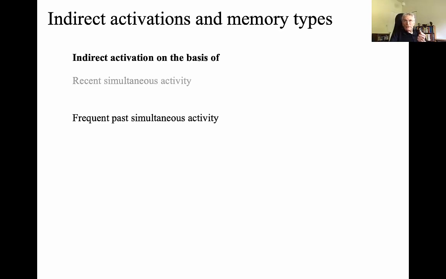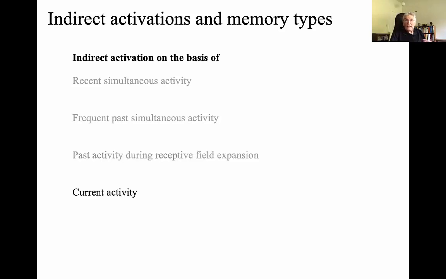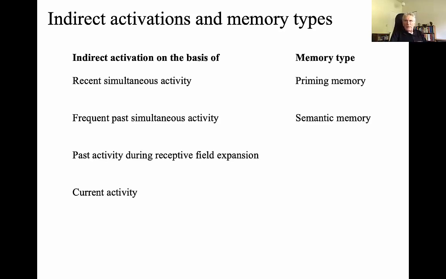However, if a group of neurons is often active at the same time, an indirect activation on that basis is much more likely to be useful longer term. And even for a single period of simultaneous activity, if it occurred when there was significant receptive field expansion, a much later indirect activation might be valuable. And finally, prolongation of current activity in a group of neurons could also sometimes be important. So these four mechanisms support four of the different types of memory that have been observed in psychology. And once again, these mechanisms are available to neurons that don't know anything about cognitive meanings.